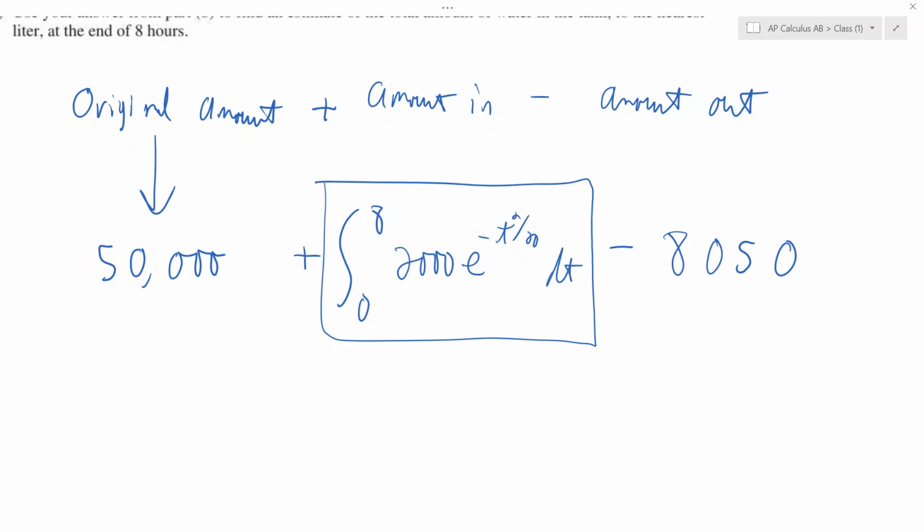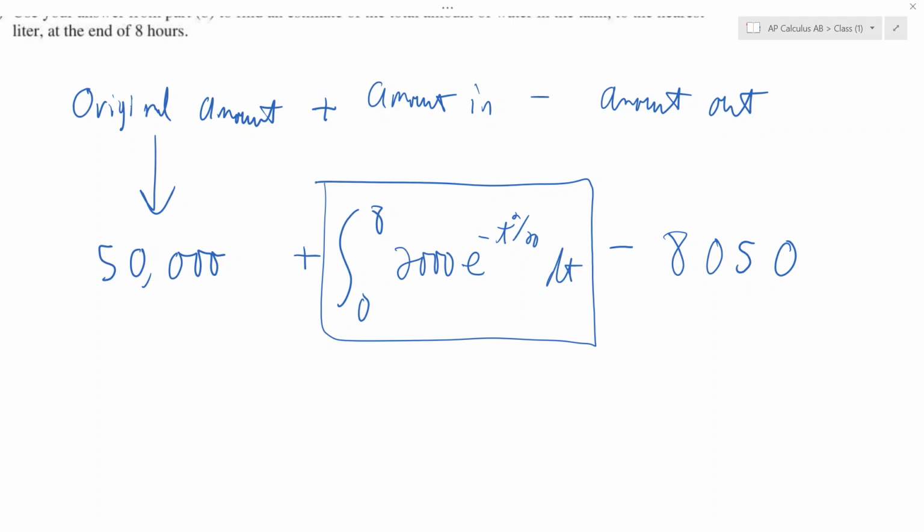It's okay, it's three parts. What was in there, how much came in, minus how much left. And a lot of times we put the rate in, rate out together because we integrate them both together. But in this case, we already did one, so I just separated them out. You can always separate them. Sometimes they give you piecewise functions and you have to separate them.